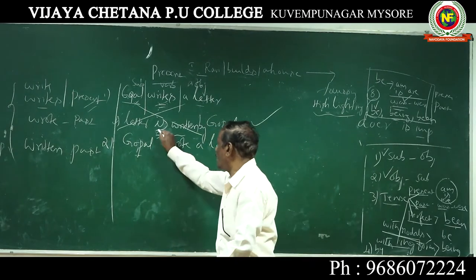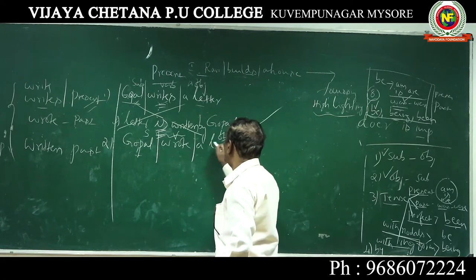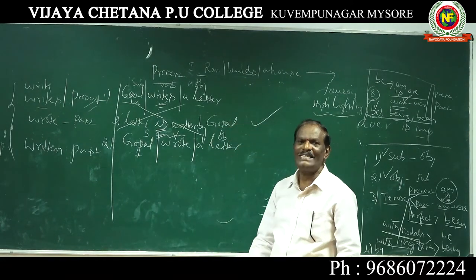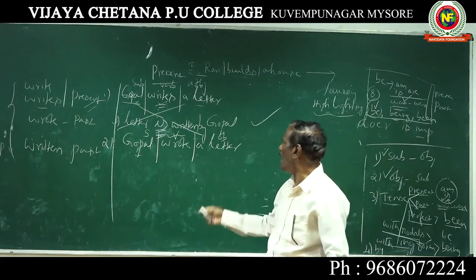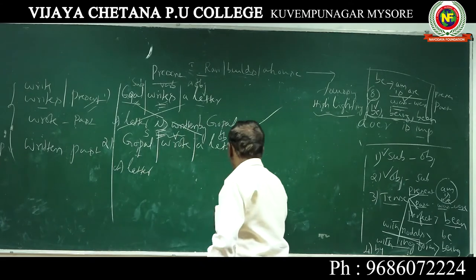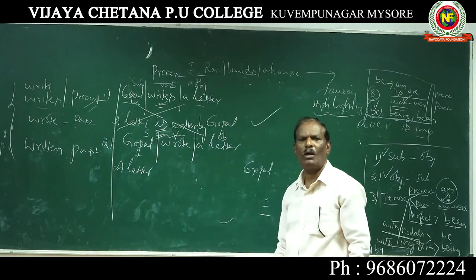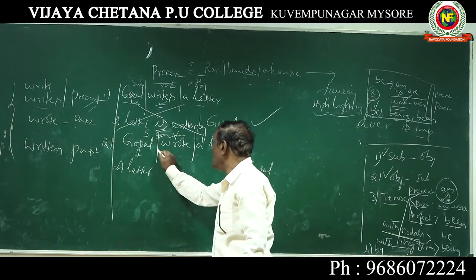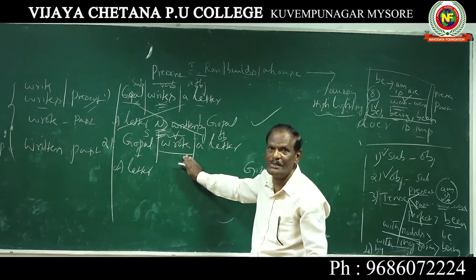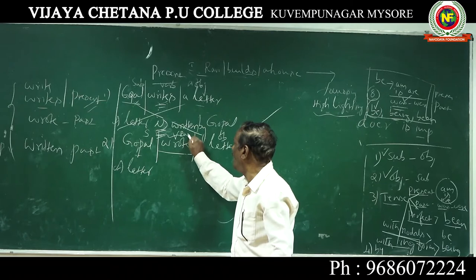Same procedure: divide the sentence into subject, verb and object. Now the doer is not important for me; what is done is important, what he has done. So I begin the sentence with a letter. Gopal, the subject, becomes the object. Okay, now see the tense. This is a very important task. The verb is in past tense. What is the past tense here?